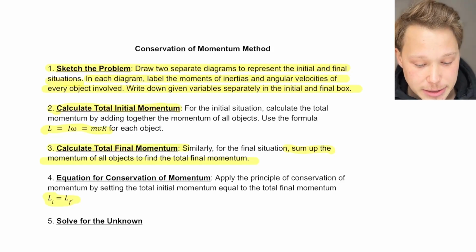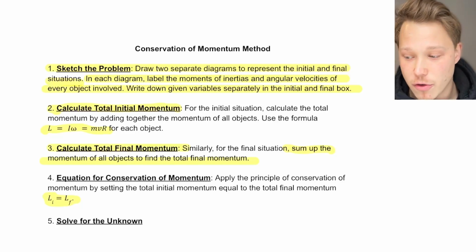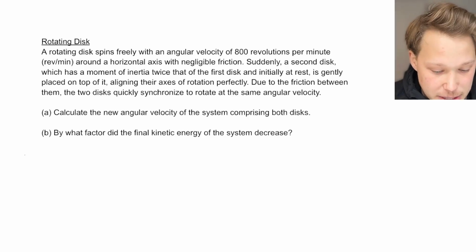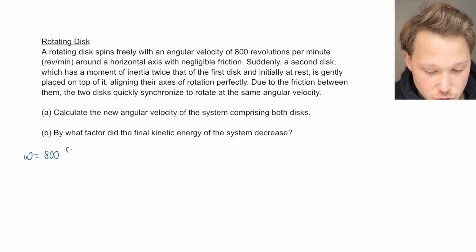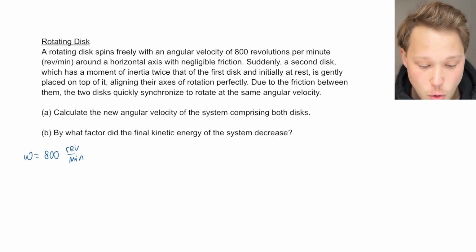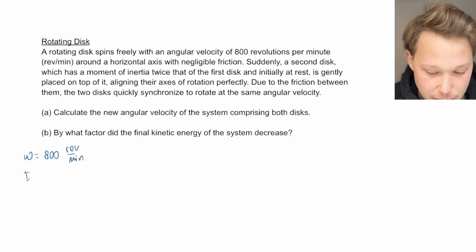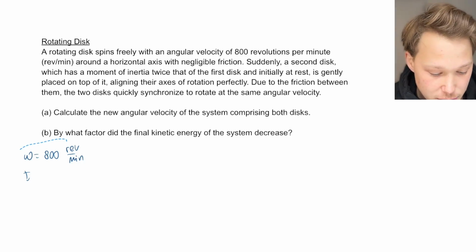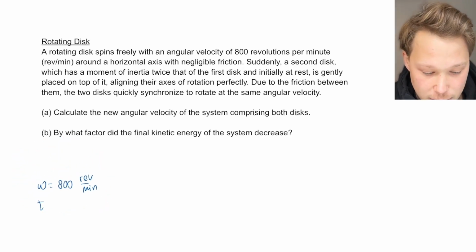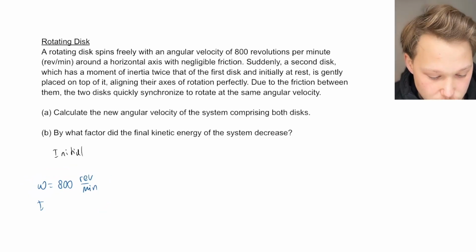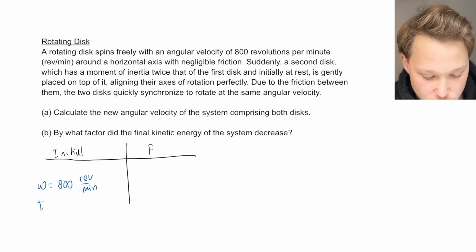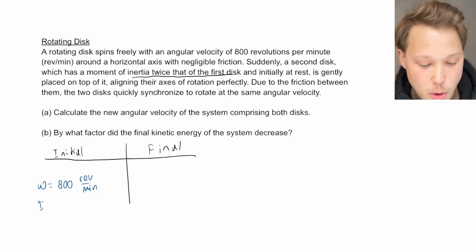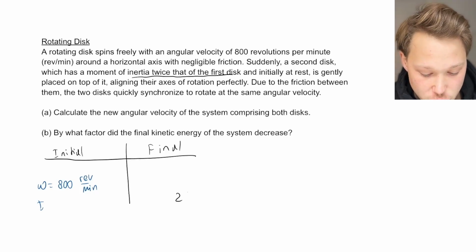Now, with this in mind, let's take a look at one of our practice problems. Here we have a rotating disc that spins freely with an angular velocity of 800 revolutions per minute around a horizontal axis of negligible friction. Suddenly, a second disc, which has a moment of inertia twice that of the first disc. Let me do a diagram of the initial situation and the final situation. The second one has a moment of inertia twice that of the first disc, so it has 2I.